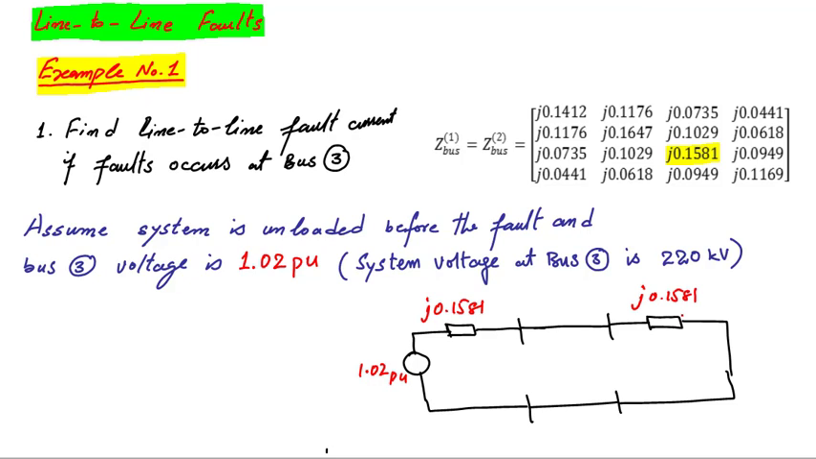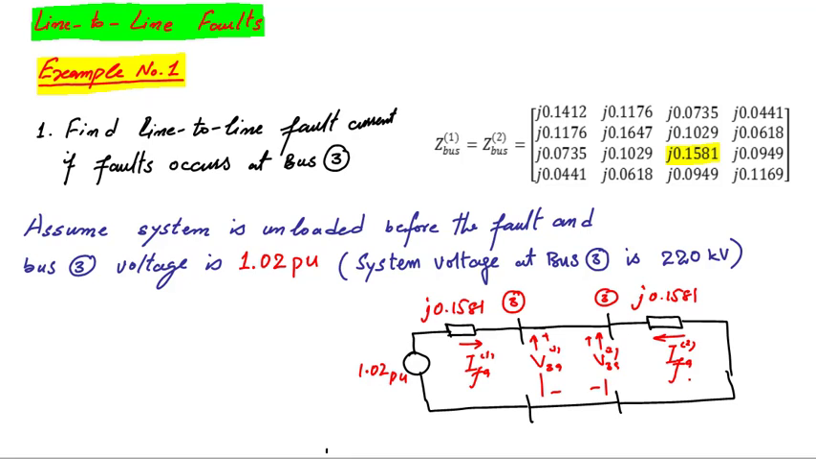As the question does not mention the fault impedance, we will assume that the fault impedance is 0, meaning it is a bolted fault. That's why I have connected bus number 3 in the positive sequence and bus number 3 in the negative sequence directly with each other. This current will be IF a positive sequence, and this current is IF a negative sequence. This potential will be the phase A potential at bus number 3 positive sequence, and phase A potential at bus number 3 negative sequence. Both are equal in case of a bolted fault.